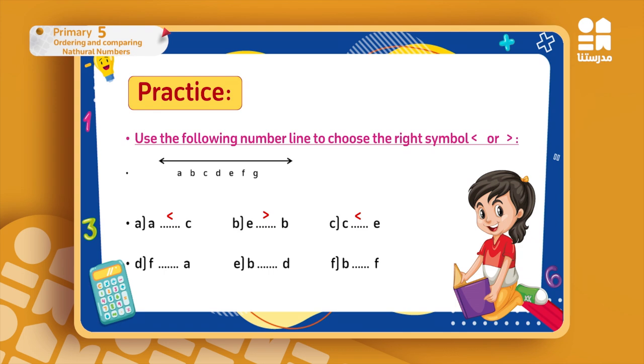Now letter D, F and A. F is on the right hand side of A, which means that it is bigger than A. Now letter E, B and D. B is on the left hand side of D, so this means that B is smaller than D. The last one here, B and F. Again, B is on the left hand side of F, so it is smaller than F.